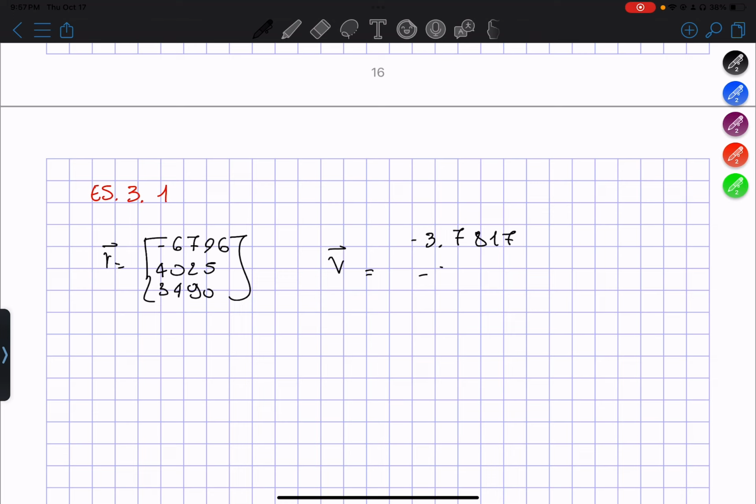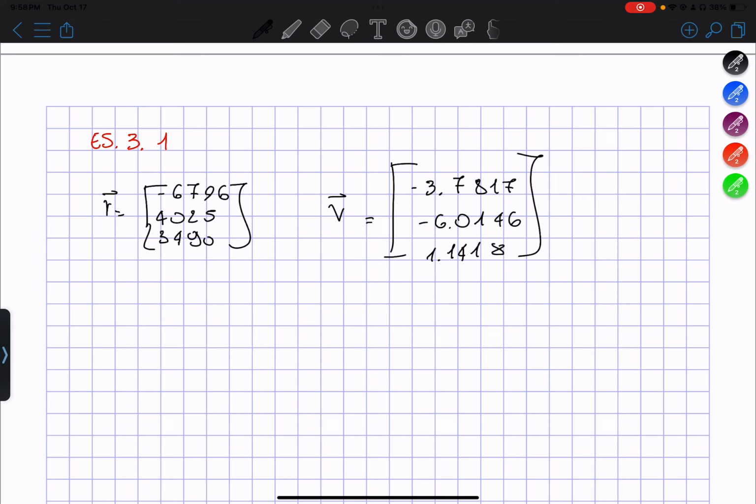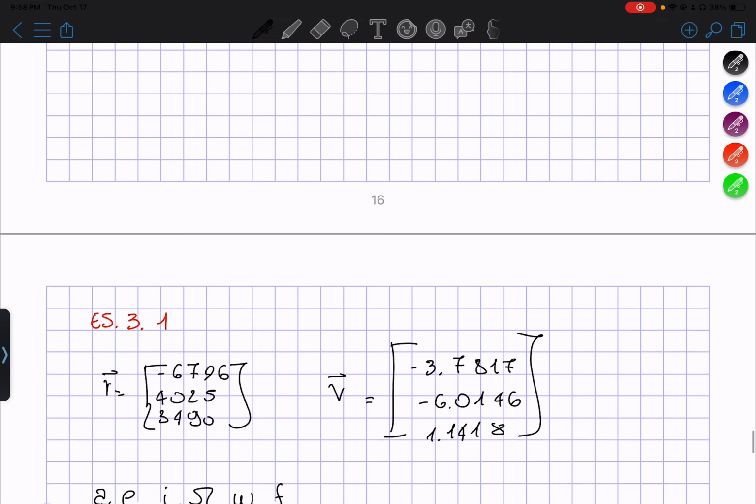And then we have our v vector, which is equal to negative 3.7817, negative 6.0146, 1.1418. Okay. Now I'm asked to find the 6 classical orbital elements, which are going to be A, E, I, Ran, Omega, or omega perigee, and the last one, of course, the true anomaly.